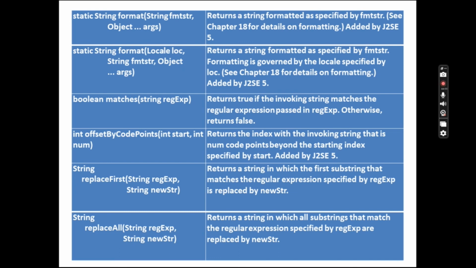String format returns a string formatted as specified by the format string, added by J2SE 5. String format with a Locale object, format string, and arguments returns a string formatted as specified by the format string. Formatting is governed by the locale specified by locale. So which locale are you using? Like if you are using the Hindi language, Marathi language, Nepali language, Tamil language, and so on.